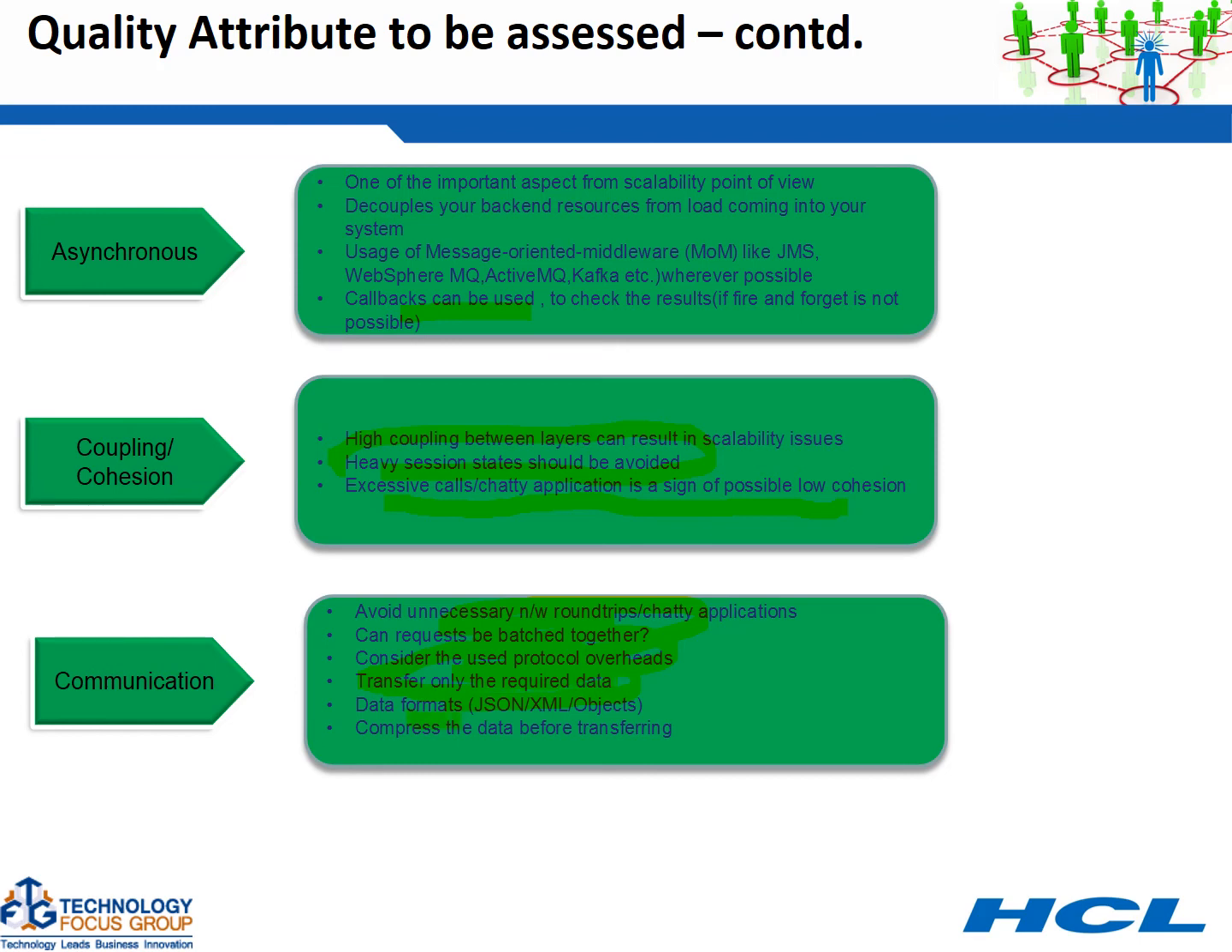Have a look at the data formats also. JSON, XML, object. There are n number of different formats which you can support. Each will have its own implication. For example, if you are passing an object, say a Java object, it will be of very small size as compared to XML, and JSON will be very huge. So keep an eye on whatever format you are choosing. And if possible, always try to compress the data which you are transferring, so it will save huge network latency time.